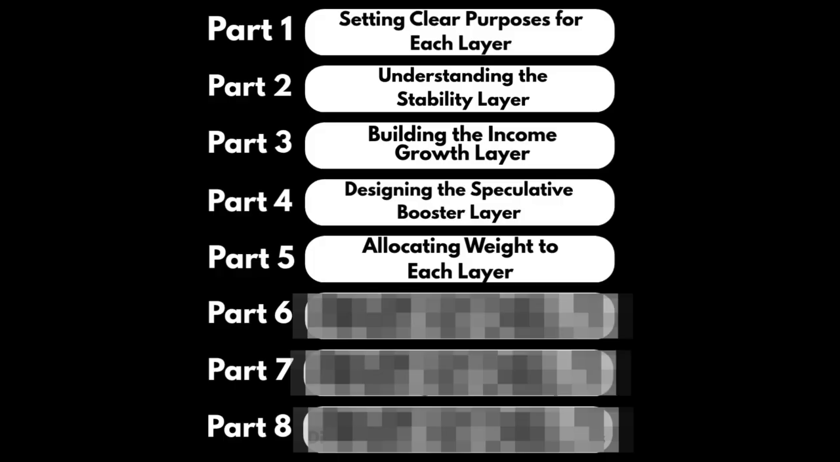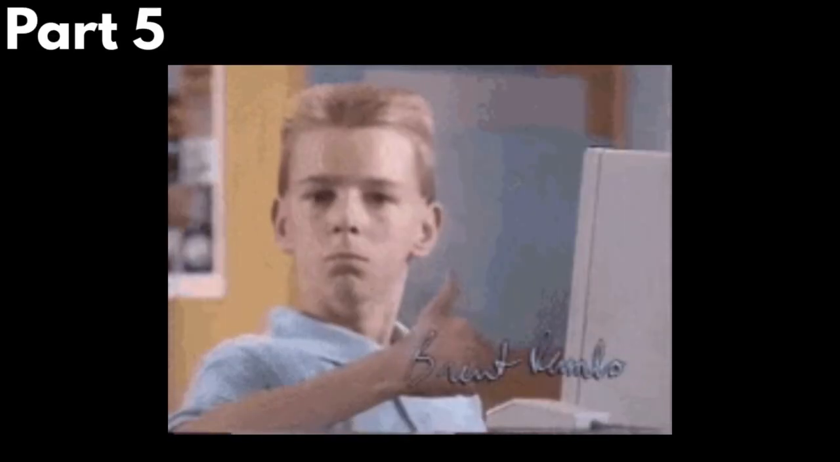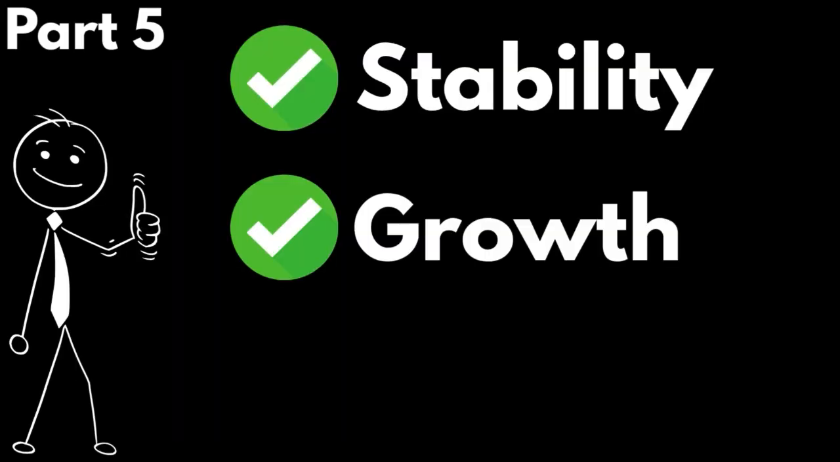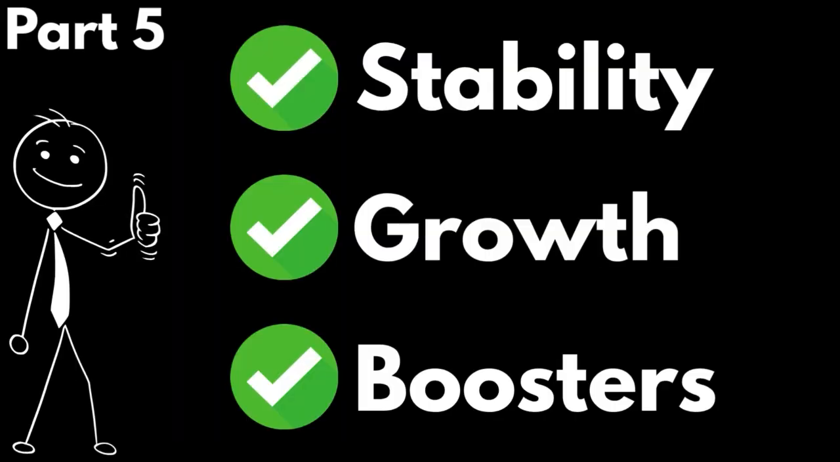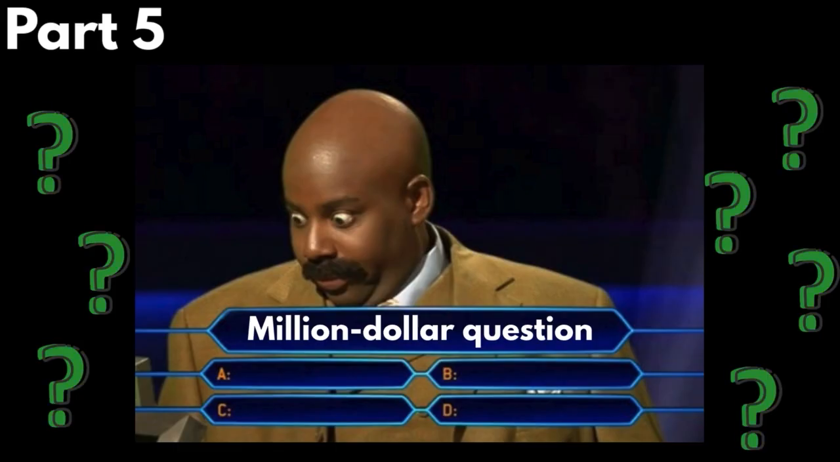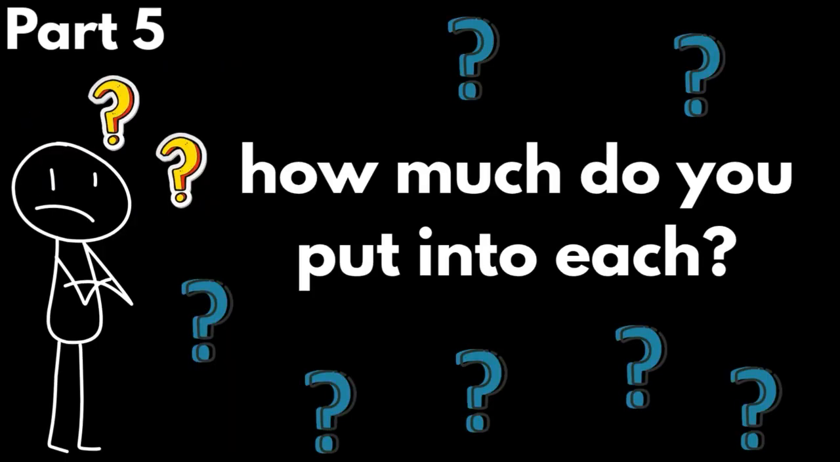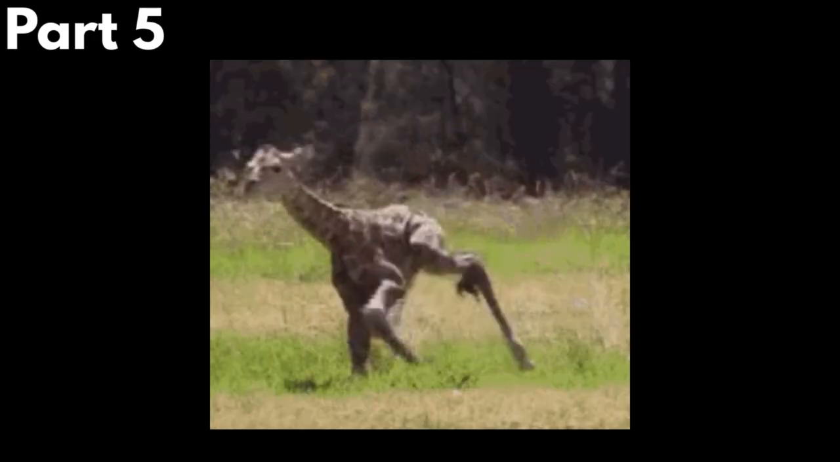Part 5. Allocating weight to each layer. Now you have the layers: stability, growth, boosters. But here is the million-dollar question. How much do you put into each? Get this wrong, and your whole system can wobble.